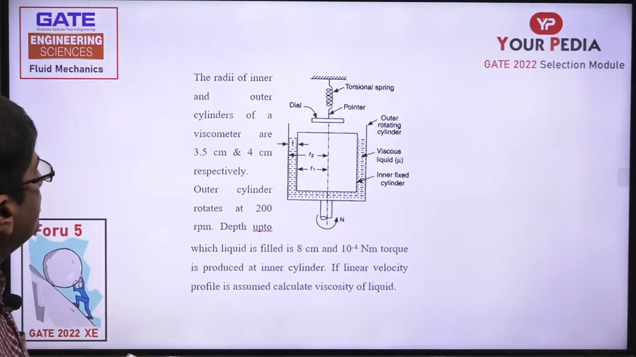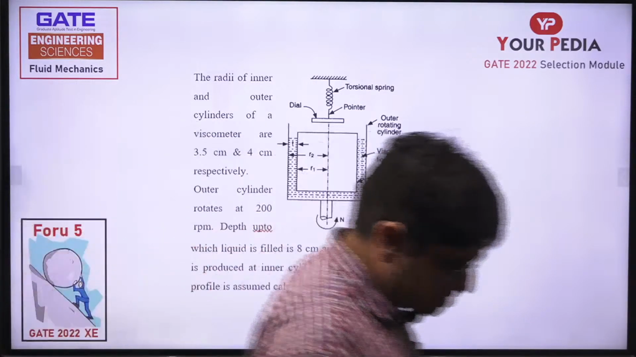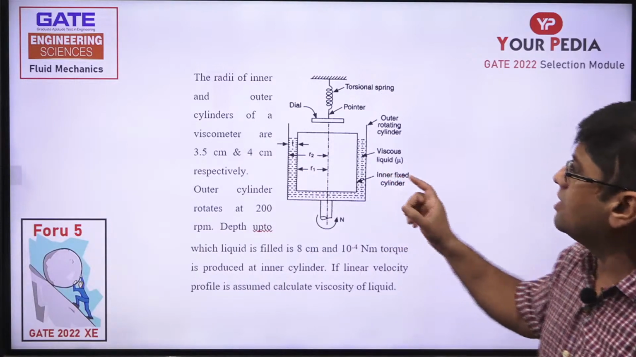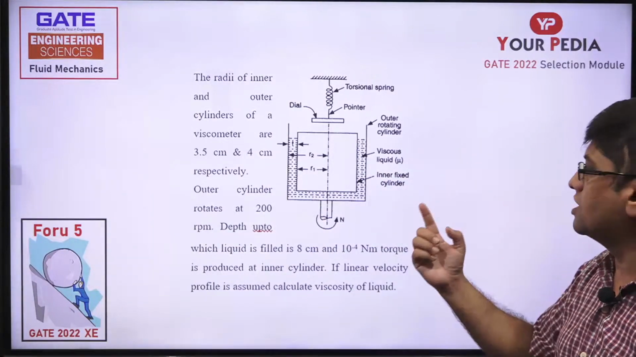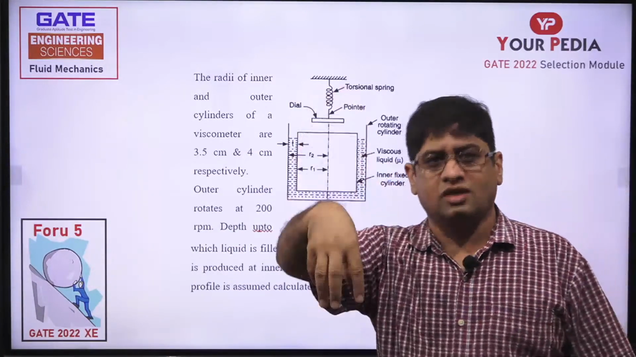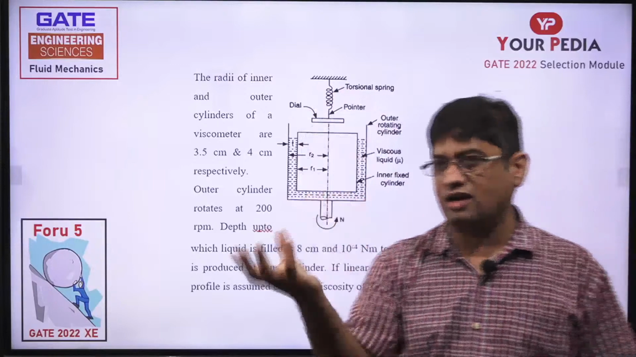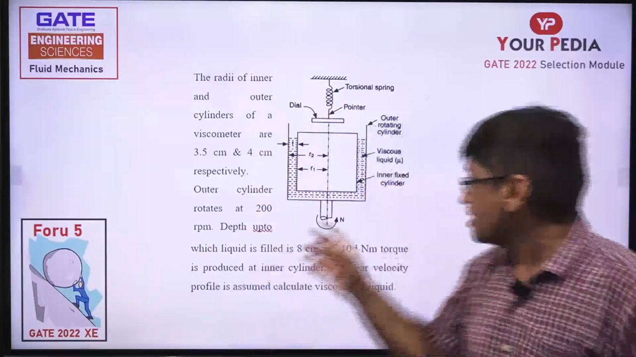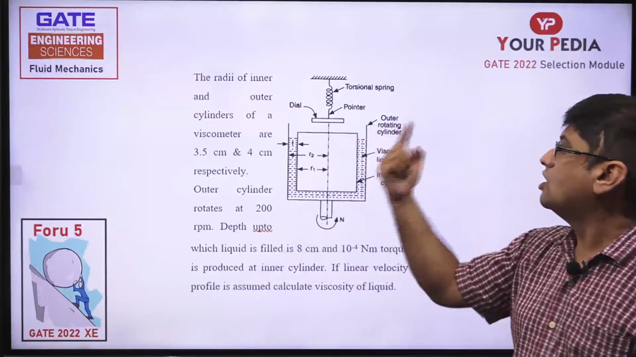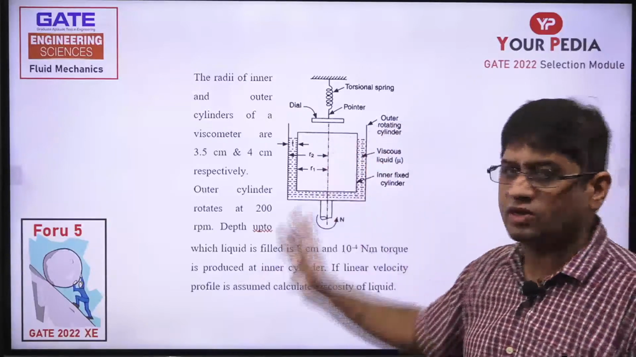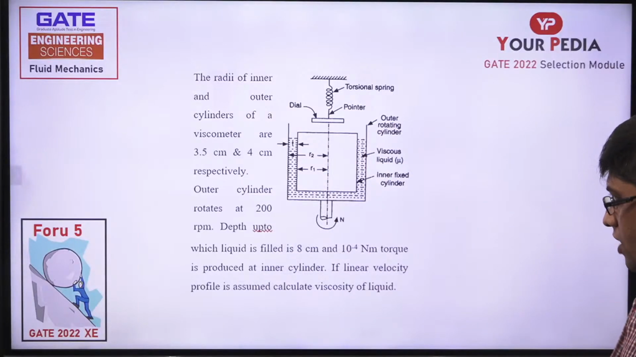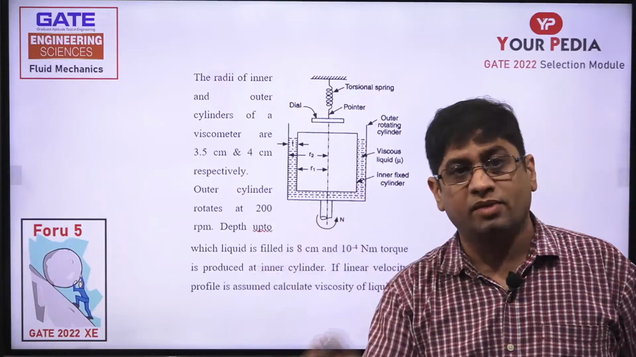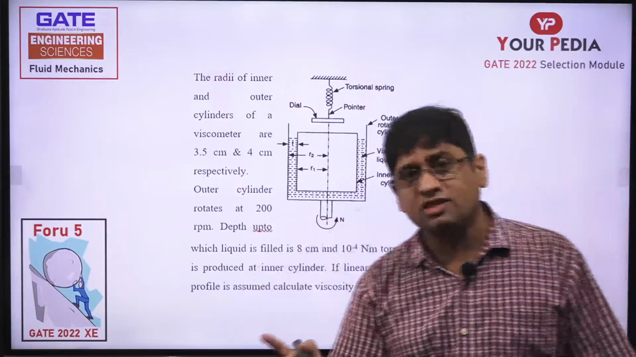Read this question carefully. This is the arrangement which is given to us. There is basically an inner cylinder and an outer cylinder, one cylinder inside another. There is one cylindrical container containing the liquid, and there is another cylinder inside this outer cylinder, and one of them is rotating. Outer cylinder is rotating at 200 rpm. Inner cylinder is not rotating, outer cylinder is rotating.